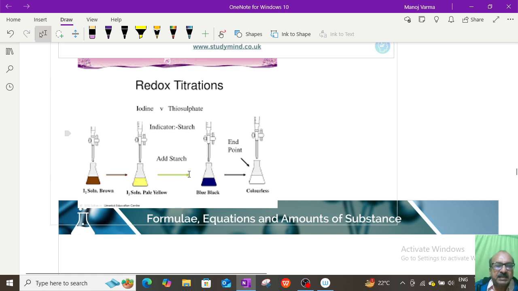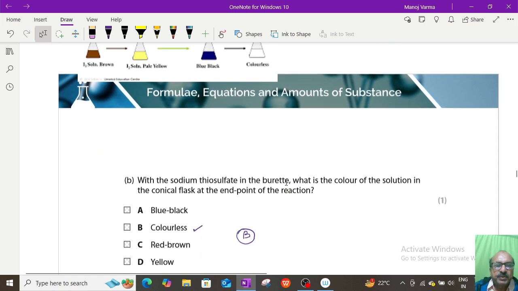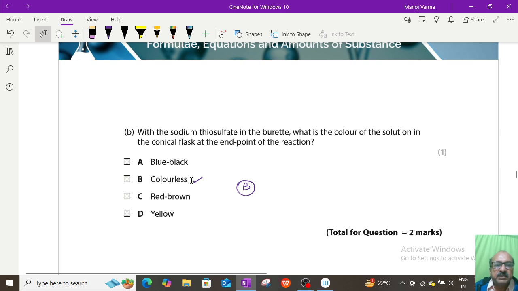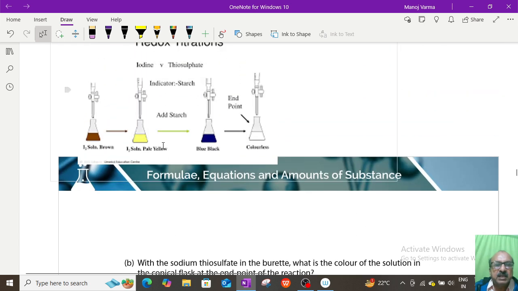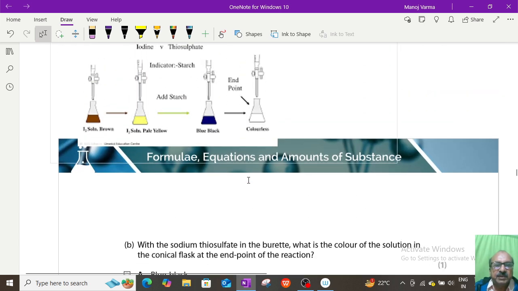At that point we add starch and it becomes blue black because of the presence of small amounts of iodine, and then we continue to add thiosulfate, and then iodine completely reacts. There's no iodine left, so the starch will not give any color and the solution will become colorless. So here the answer is that the end point in the reaction is colorless. Hope you understood. If not, you just see this titration once again and you will understand.